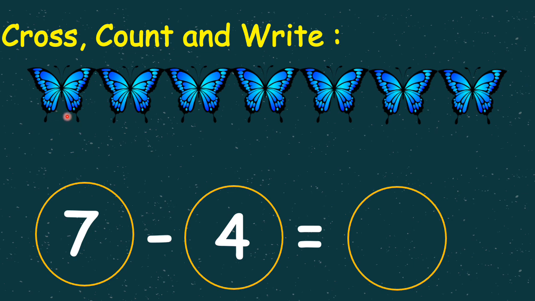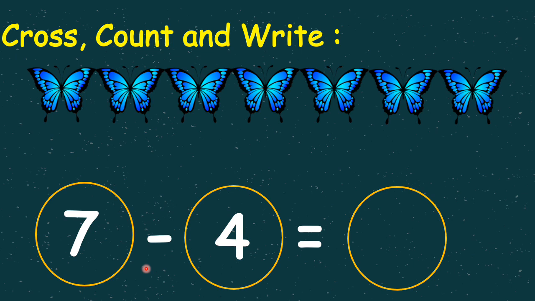So, shall we count and check? Okay. Count with me, children. 1, 2, 3, 4, 5, 6, 7. See? 7 butterflies. So what does this symbol indicate? This is the minus symbol, the symbol which means minus. When we use the symbol minus, it means we are taking away.